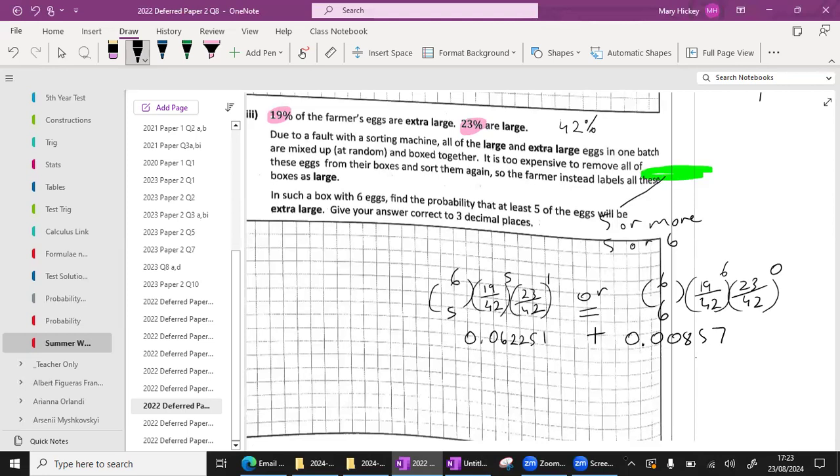So all in all, it's coming out to be 0.0708, 3 decimal places, 0.071. So 0.071. So in such a box, find the probability that that's what the egg is going to weigh. So that's that one done as well.